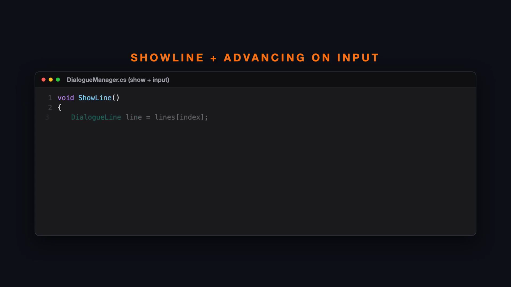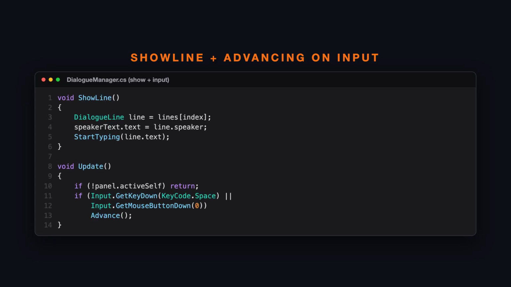3 small methods run the whole box. First, ShowLine. It reads the current DialogueLine out of the array using the index. It drops the speaker into the name text, and then it starts the typewriter on the body text. One element of data becomes one line on screen.